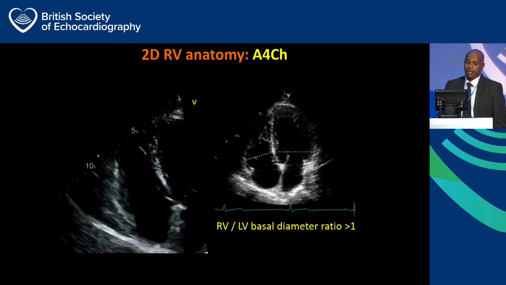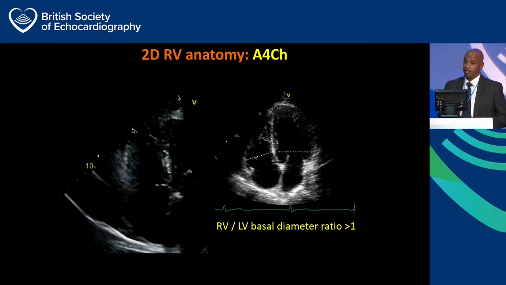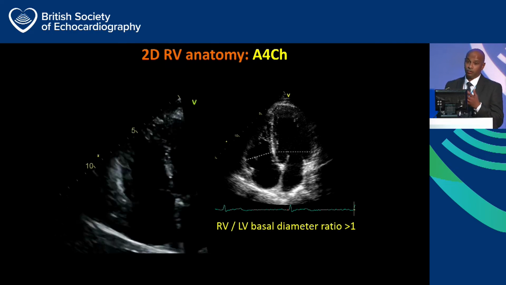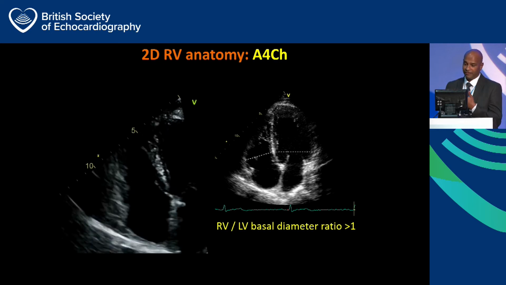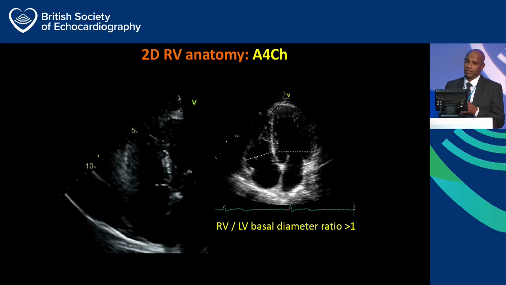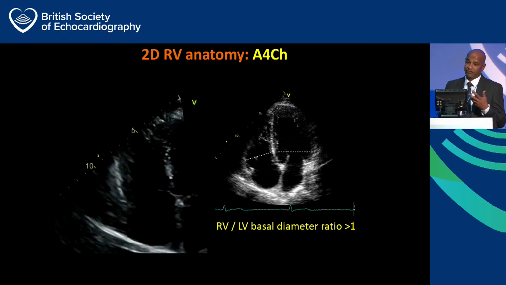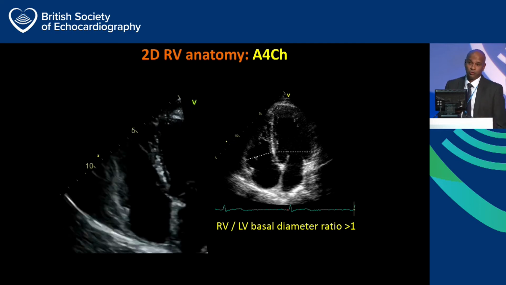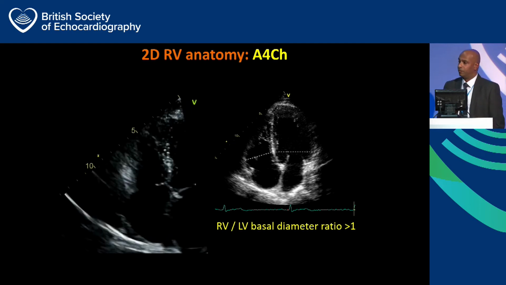From the standard apical four-chamber view, we get an appreciation of right ventricular volume, right ventricular size compared to the left ventricle, by measuring the basal diameter. So if the right ventricular diameter is larger than the left, then that's abnormal, and that's a potential marker of pulmonary hypertension.